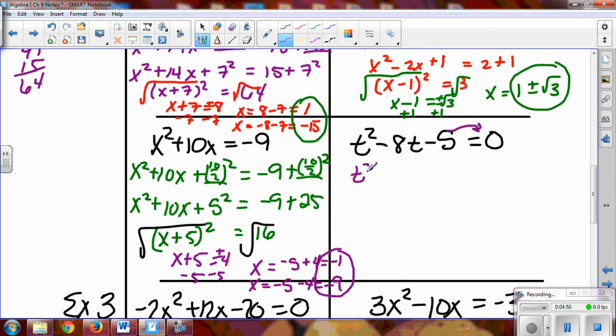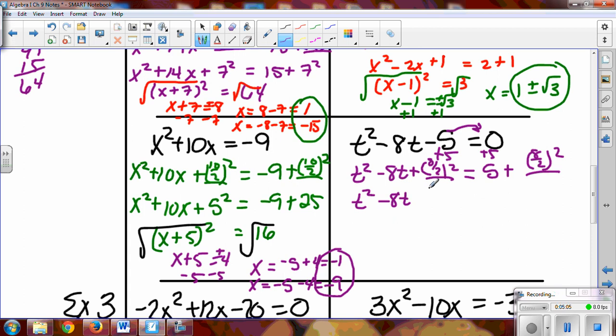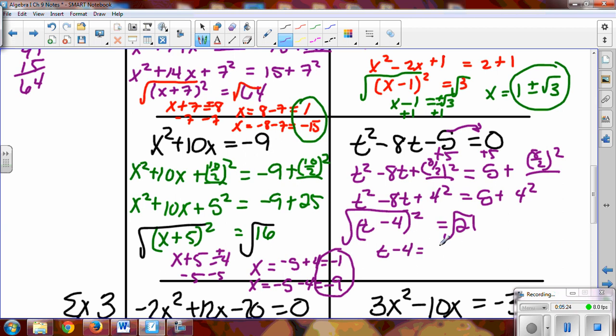Take our 5 over, so we get t squared minus 8t plus something is equal to, add 5, we get 5 plus something. So this will be 8 divided by 2 squared. So we get t squared minus 8t plus 4 squared is equal to 5 plus 4 squared. So this will be t minus 4, because we have a negative here, squared will equal 16 plus 5, which is 21. Square root. So we get t minus 4 is equal to plus or minus the square root of 21. Add 4 to both sides. So we get t is equal to 4 plus or minus the square root of 21.